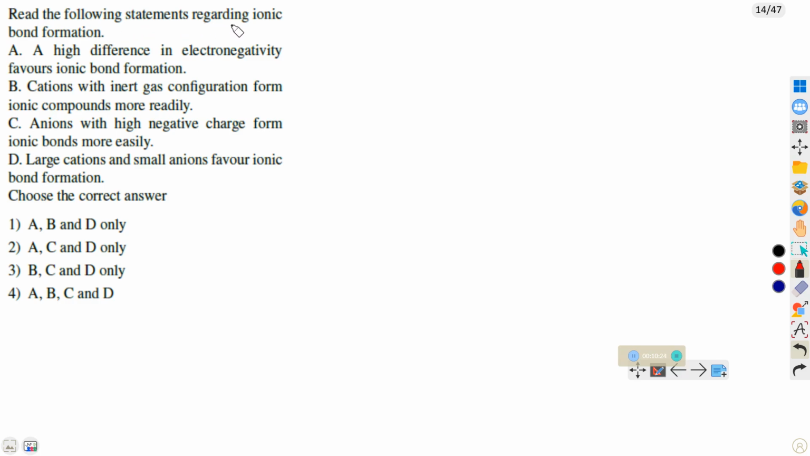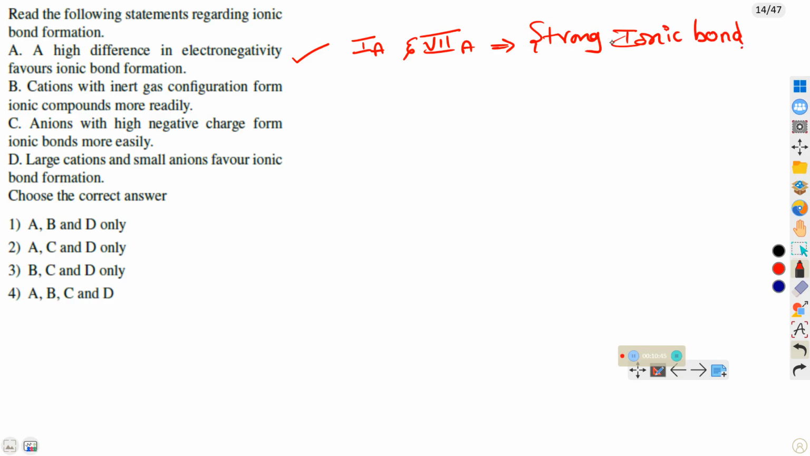Read the following statement regarding ionic bond formation. A high difference in electronegativity favors ionic bond, correct, between 1A group and 7A group elements. Strong ionic bond is formed because of large electronegativity difference. Cations with inert gas configuration form ionic compounds easily, correct.